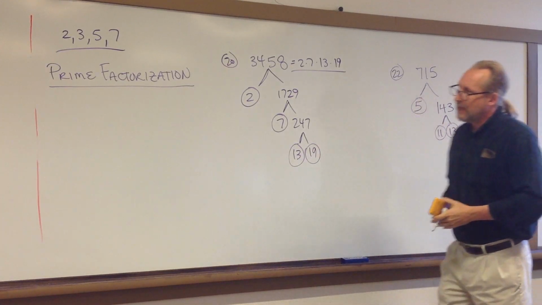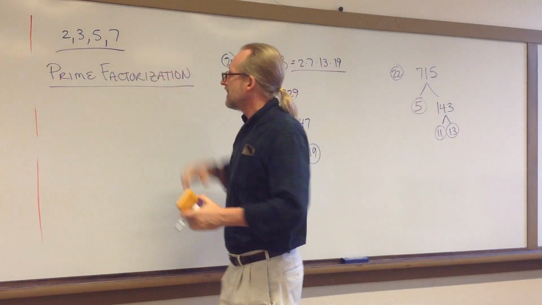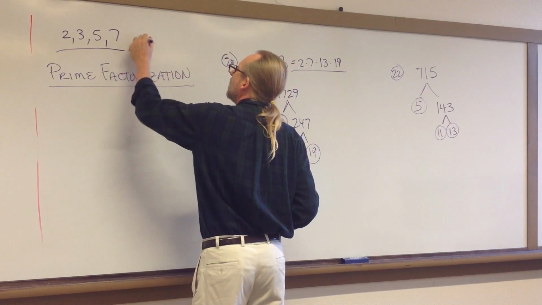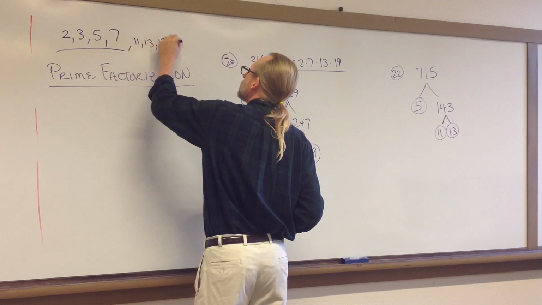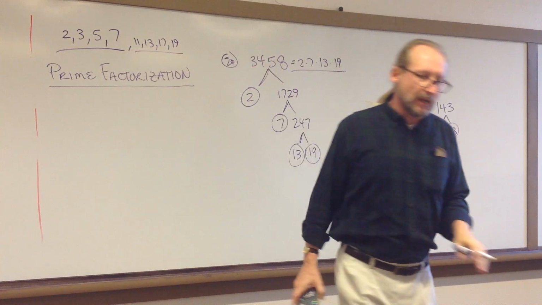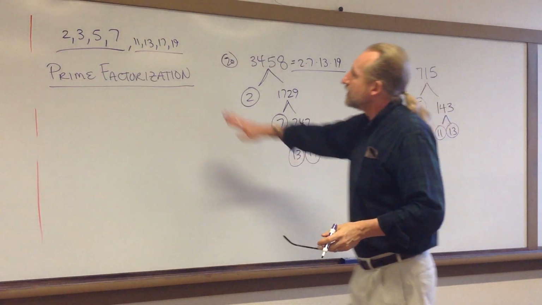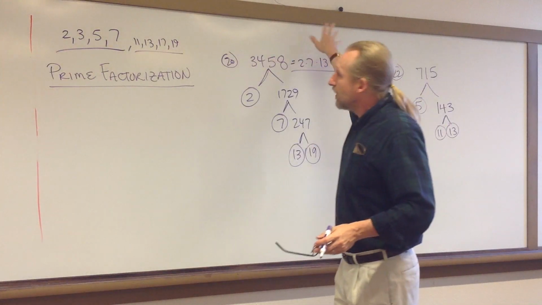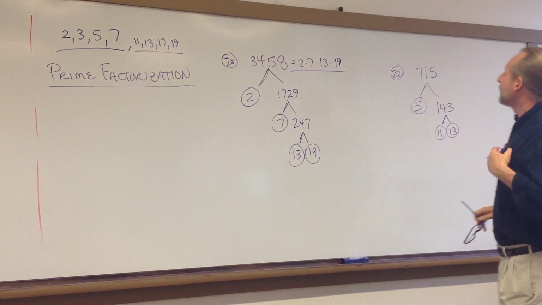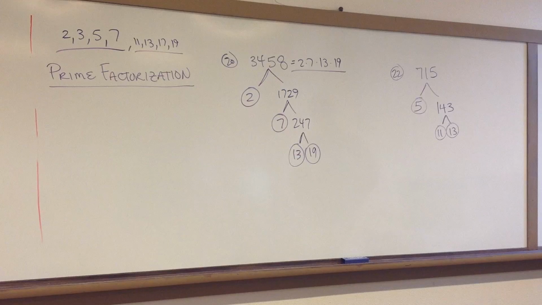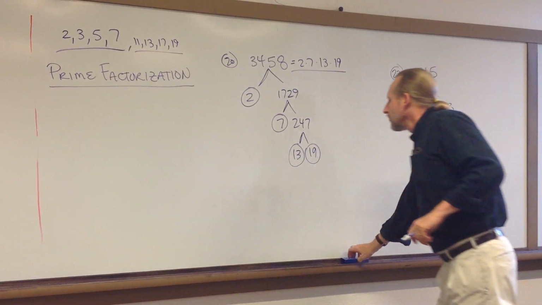So don't give up after you get past here. Do go on. For our purposes, you could stop at 19. I'm not going to get too crazy with these, giving you products of prime numbers that are bigger than 19 and so forth. All right, let's see here. I think we just got one more to look at.